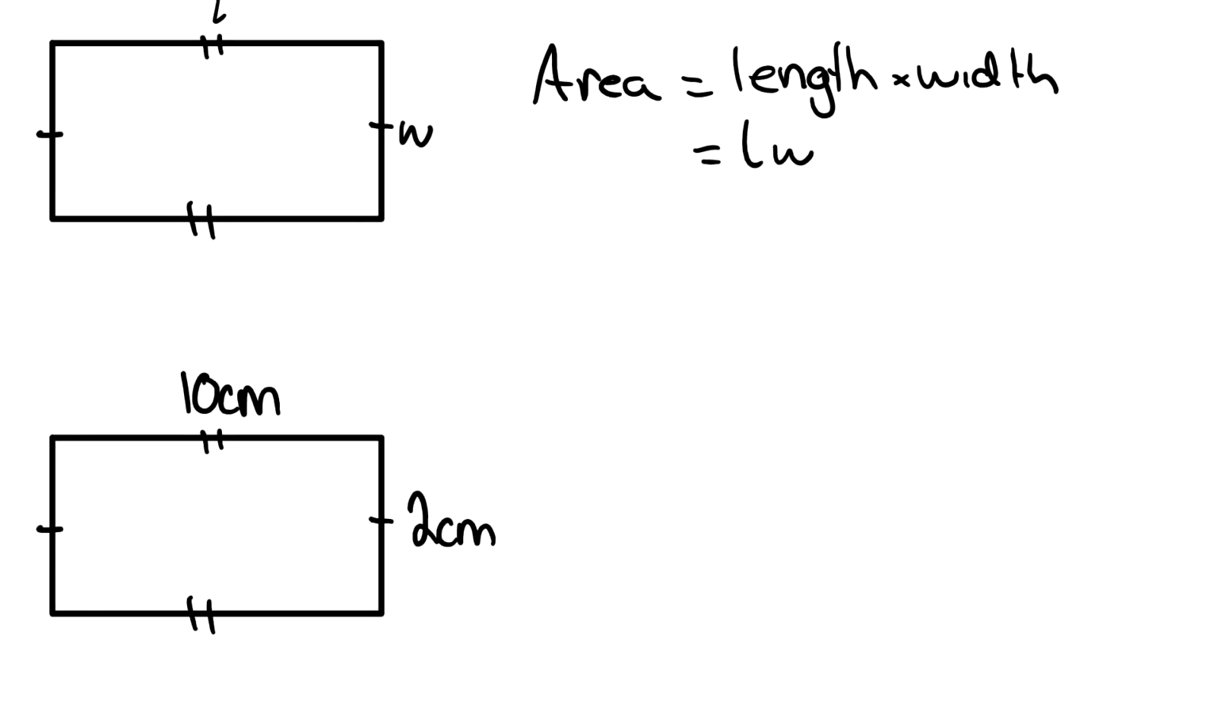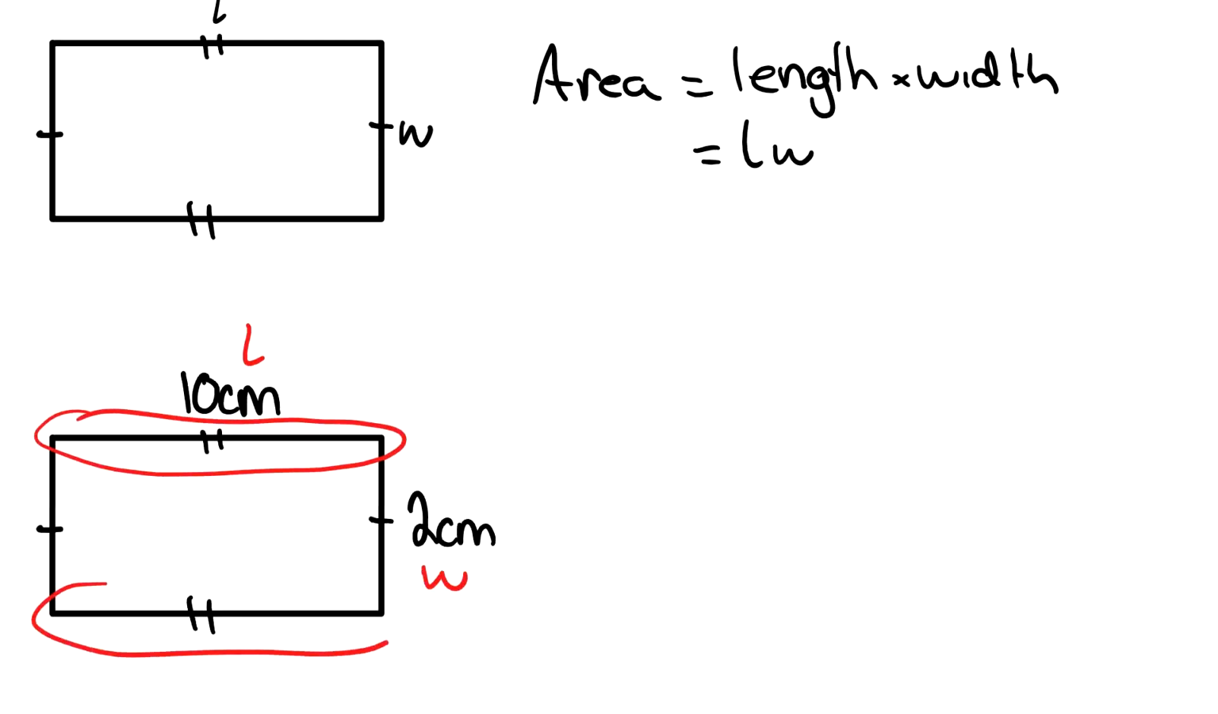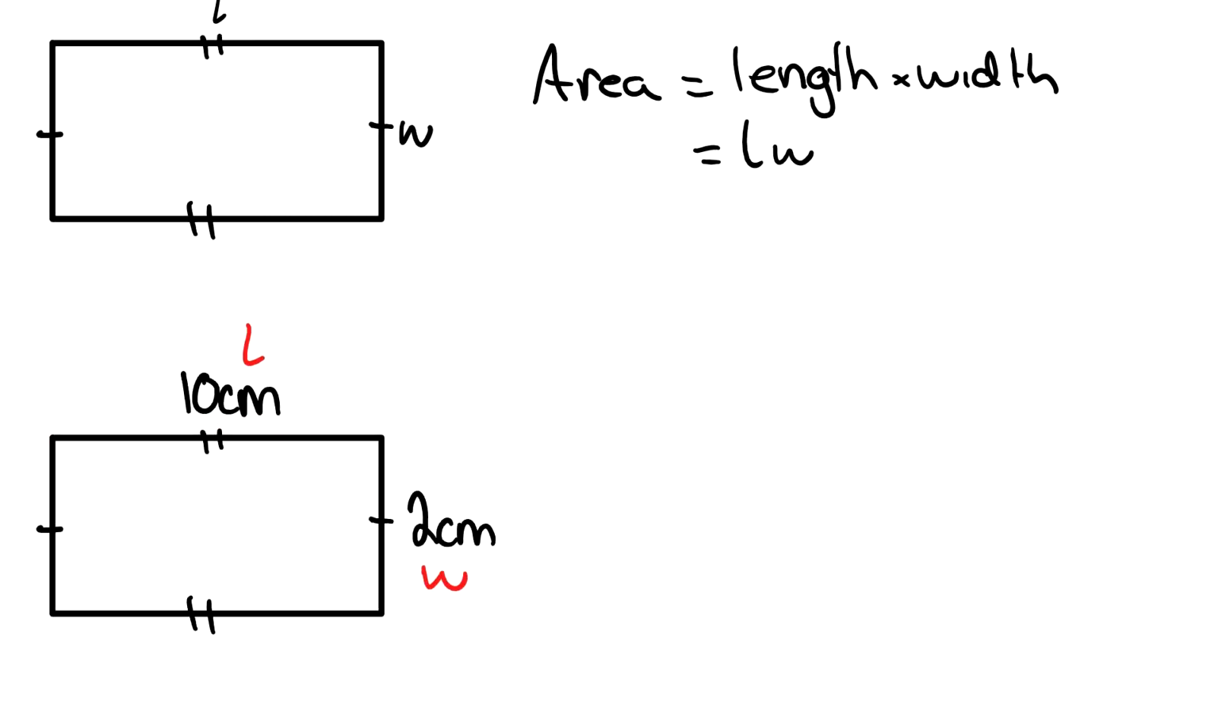So if we do an example here, my L is up here and my width is over here. Just to make it very clear, I'm not multiplying two L's together. So I'm not going to multiply this side by this side. That won't get me the area. I need to multiply the length by the width.